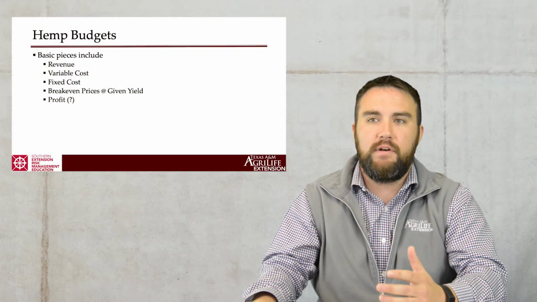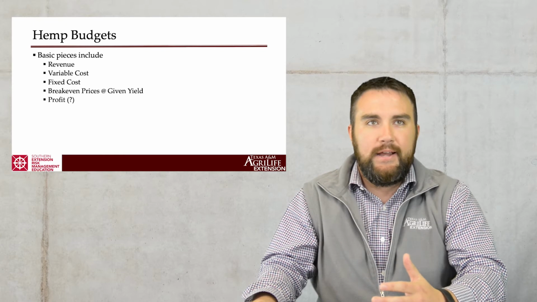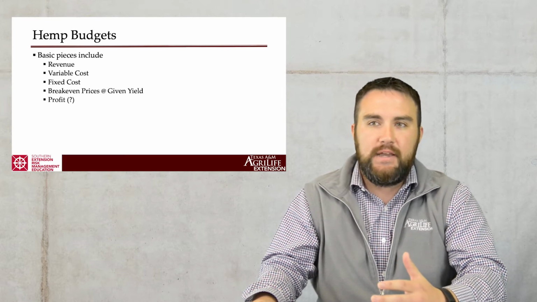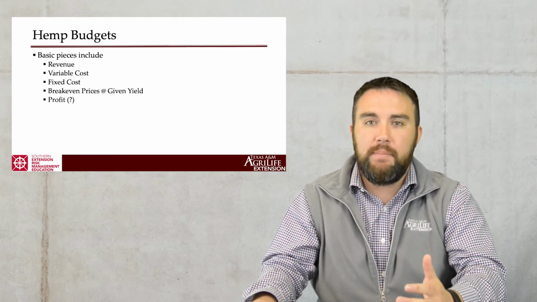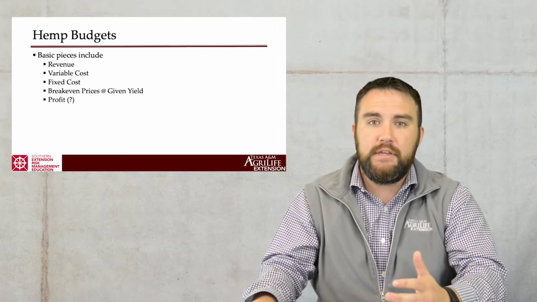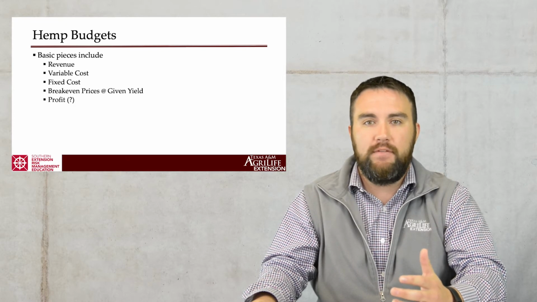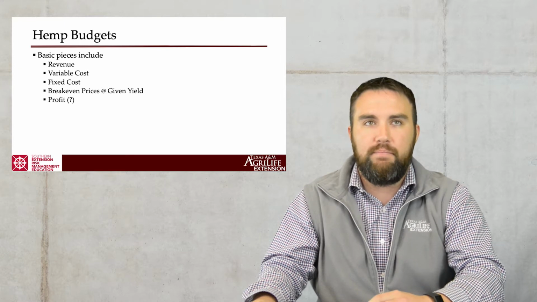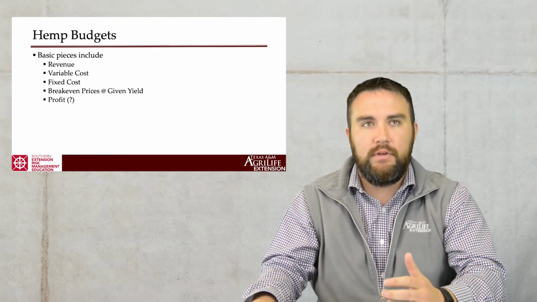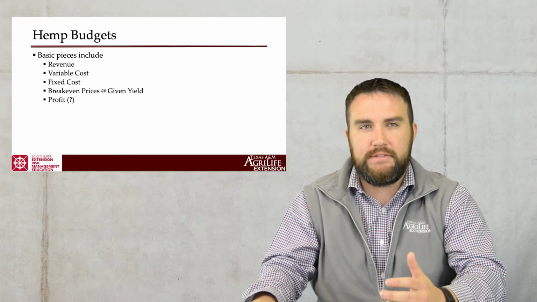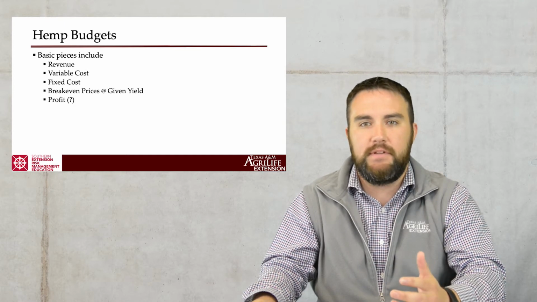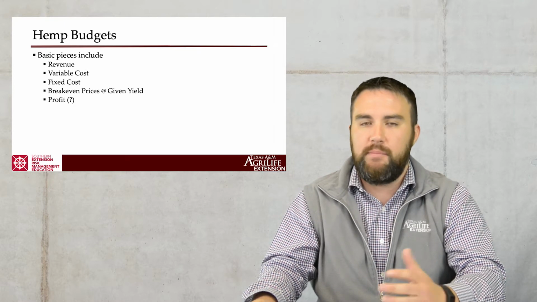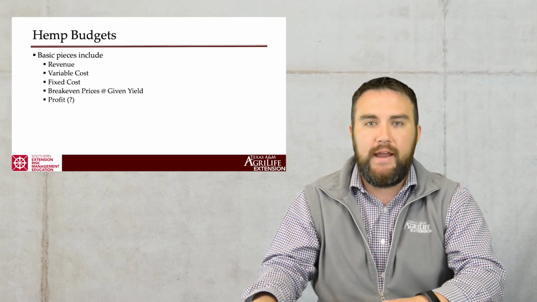First, we want to talk about hemp budgets in general. So what are the basics of a budget? We've got different segments that are going to allow you to update your own budgets in particular, but also examples that will be available to you to go by as a template. So we've got basic pieces that include revenue, variable cost, fixed cost, break-even prices at some given yield, and then profits. And I'm going to talk to you a little bit about how all of those interact to come together.